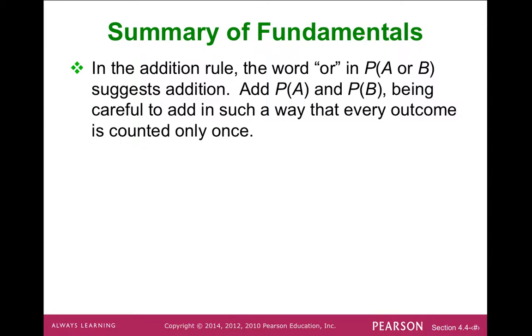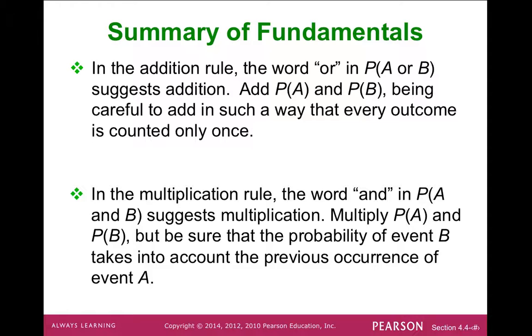Okay, so in summary, in the addition rule, the word or in the probability of A or B suggests addition. And here you're going to add the probability of event A and the probability of event B, but you're going to be careful to add it in such a way that every outcome is only counted once. In the multiplication rule, the key word is and, as in the probability of A and B. And here you're going to multiply the probability of event A and the probability of event B, but you're going to be sure that the probability of event B takes into account the previous occurrence of event A.